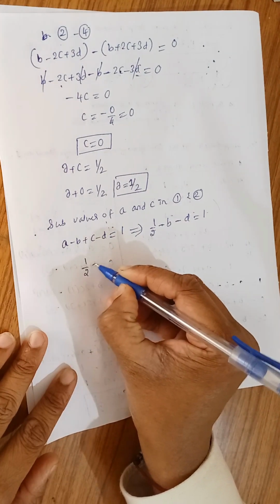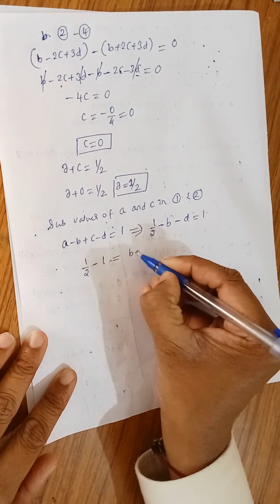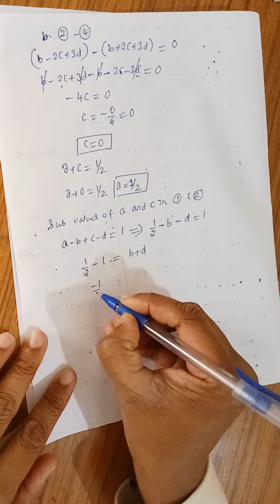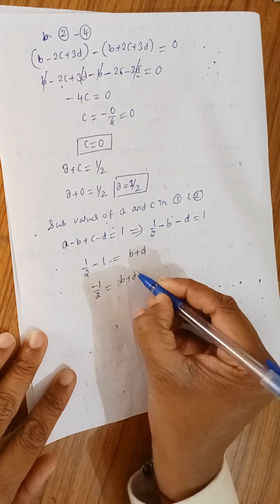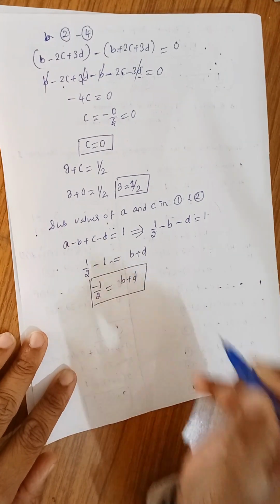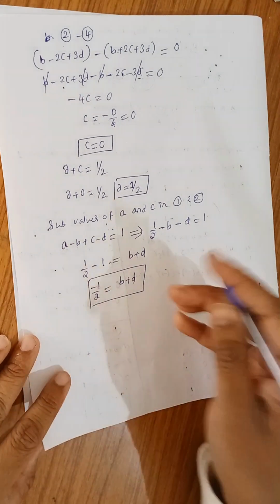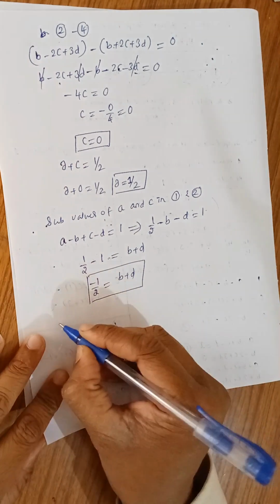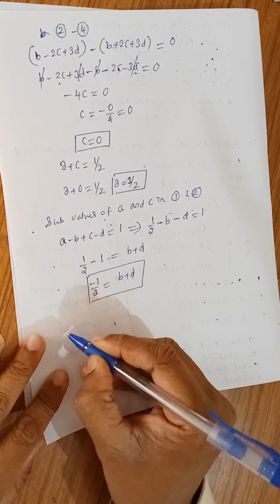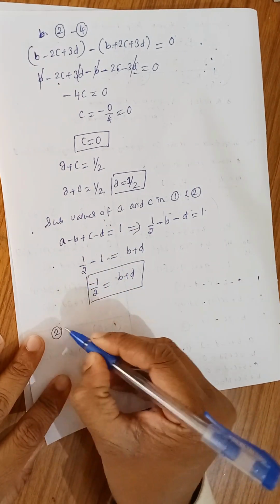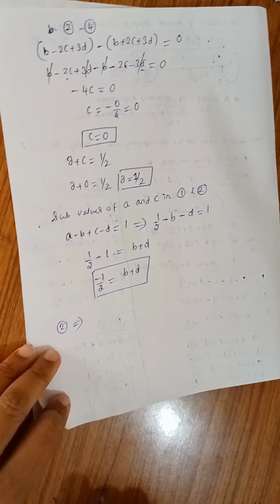I'm going to get half minus 1, which is equal to b plus d, or minus half is nothing but b plus d. So minus half is b plus d. Next, this is equation 1, which implies like that. Now let me see what happens if I try to substitute the values of a and c in equation 2.